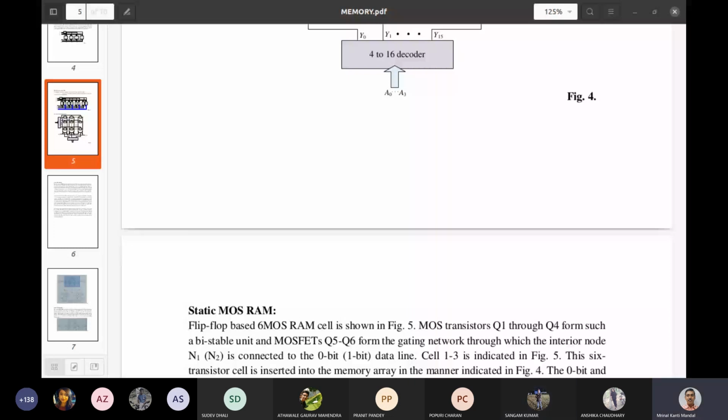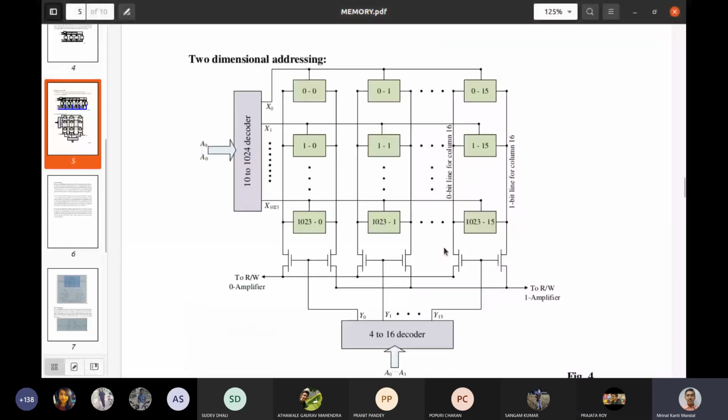Okay, sir. Sir, I had a quick doubt. In the two-dimensional memory division, like the allocation you showed, 4 to 16 is the column decoder and 10 to 1024 is the row decoder, right? Yes, according to this configuration. Because we have considered a memory IC which has 1K into 16 bit.